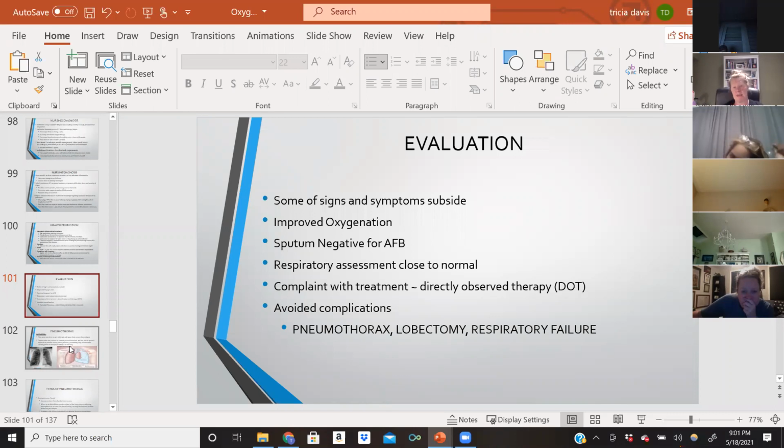That respiratory assessment is going to improve. It's going to start going back to normal. We're going to hear less and less adventitious lung sounds. The patient's going to be compliant with treatment, and we want to avoid any complications. So we don't want a pneumothorax to develop, which is where your lung collapses. We don't want to have a surgical lobectomy, and we certainly don't want to have any respiratory failure because we know that that can lead to death.